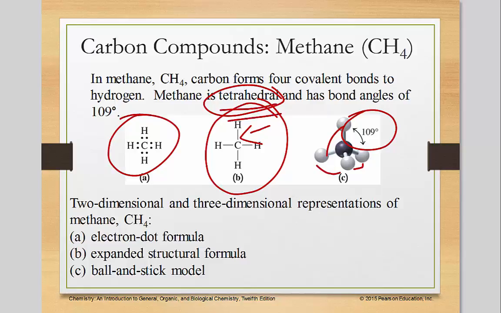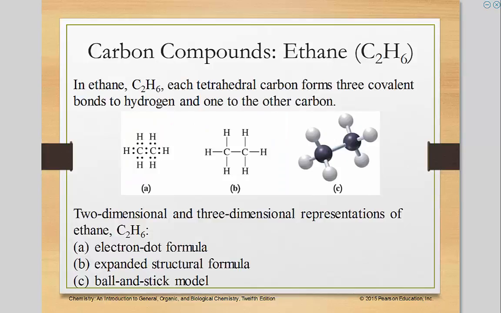It's an important word. Here's ethane. Once again, there are 4 lines coming off of each carbon. When you have 4 lines coming off of any atom with no lone pairs, once again, tetrahedral.